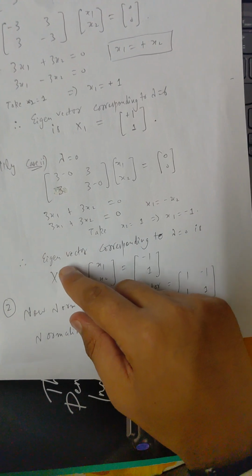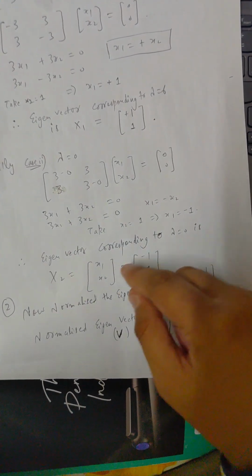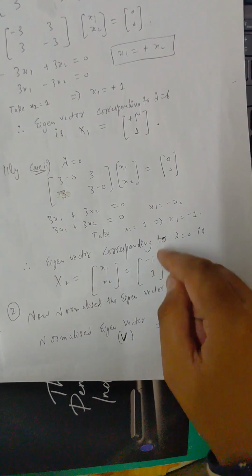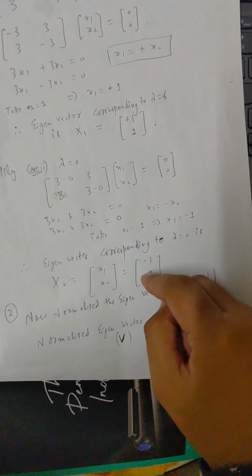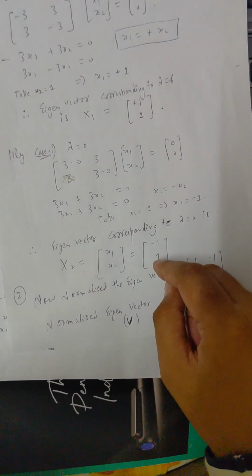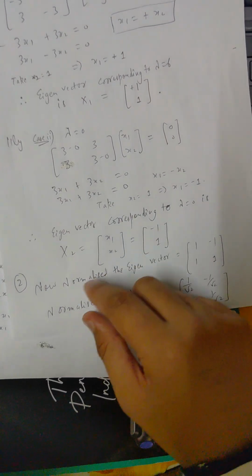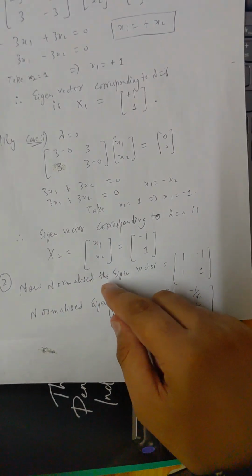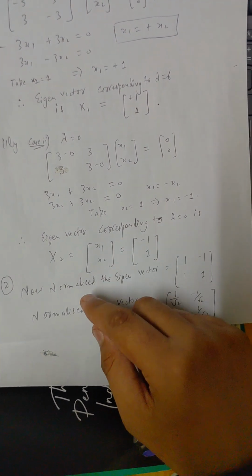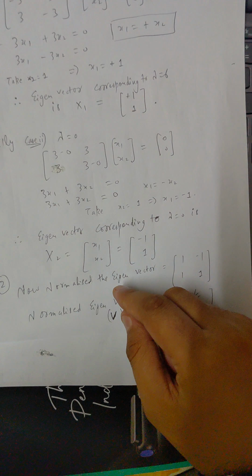Similarly here, the eigenvector corresponding to lambda is equal to 0 will be, as I already got x1 and x2, I will put the values here in vector form. So I got the eigenvector corresponding to lambda is equal to 0 as minus 1 and 1. Yes. So after calculating the eigenvectors corresponding to the values of lambda, we have to write them in normalized form.